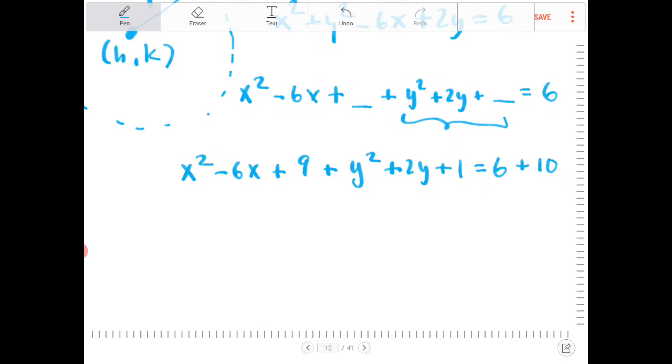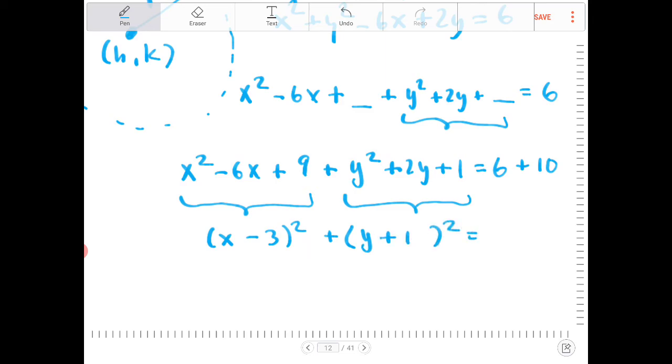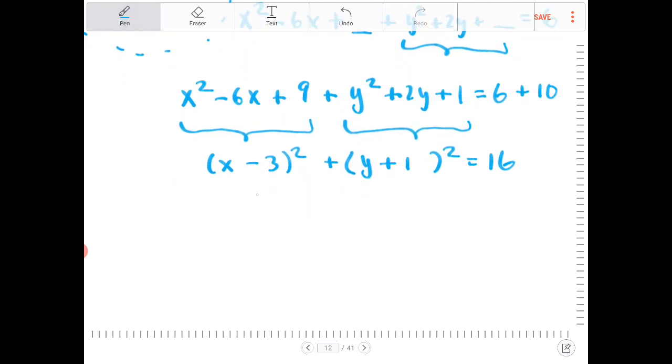And then if you look at this, the left-hand side becomes x minus 3 quantity squared. And this factors into y plus 1 quantity squared. And the right-hand side is 16. So looking at this, I can now tell what h and k are. h and k will be 3 comma negative 1. And the radius, because 16 is equal to r squared, the radius will equal 4.